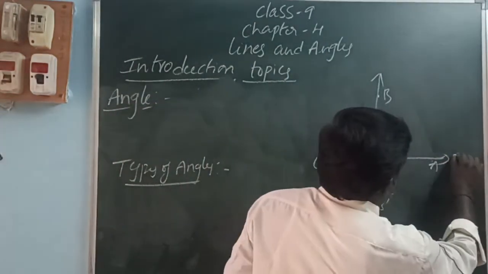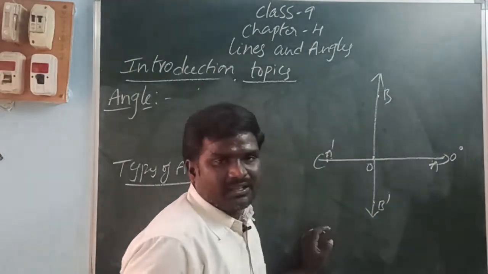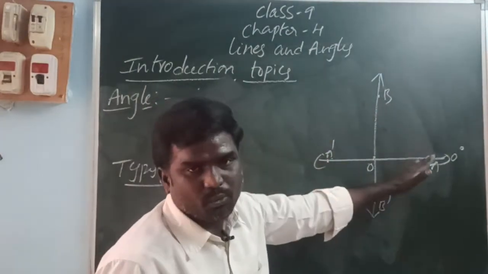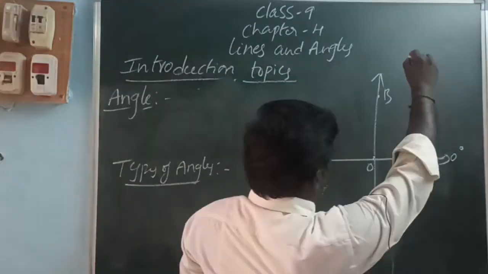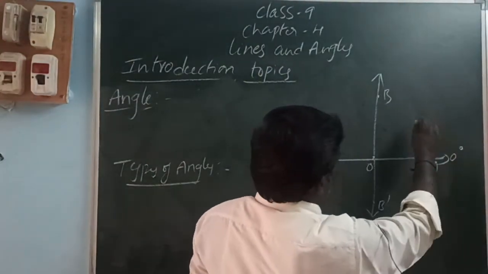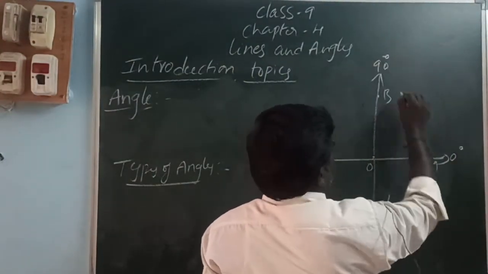Here 0 degrees: the line segment does not move. That is called 0 degrees. The angle which is above 0 and below 90 degrees is called acute.